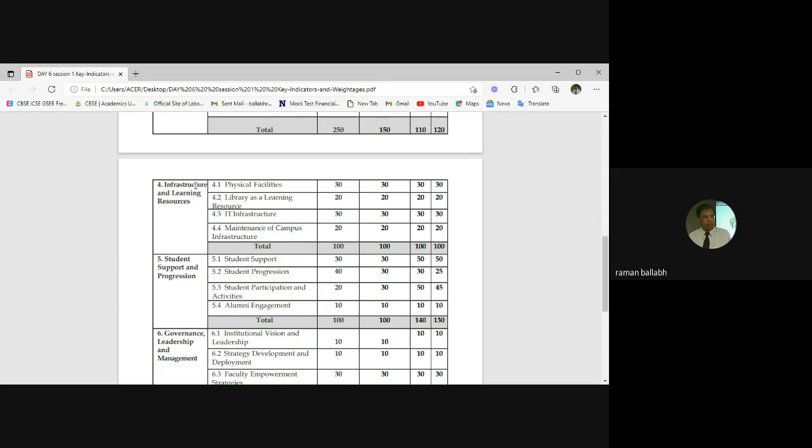The infrastructure and learning resources, the physical facility, for example. I'm a student in a law institute. I must get an opportunity in the moot courts. If I do not get an opportunity in moot courts, I cannot become a lawyer. With 100 students, the Bar Council of India says these are the facilities you must have. If it is a good institute, you will have at least the minimum, or a little more than that.